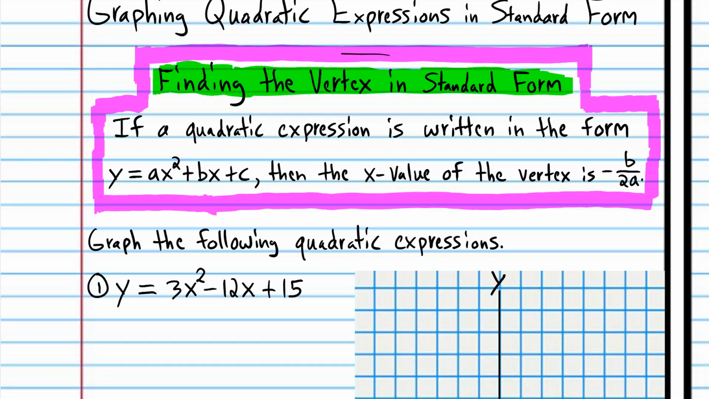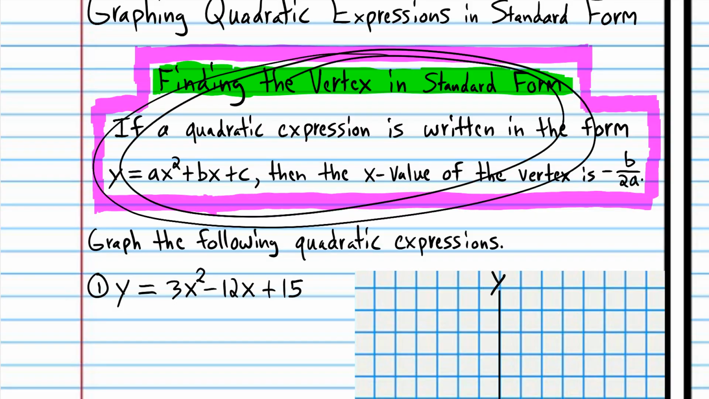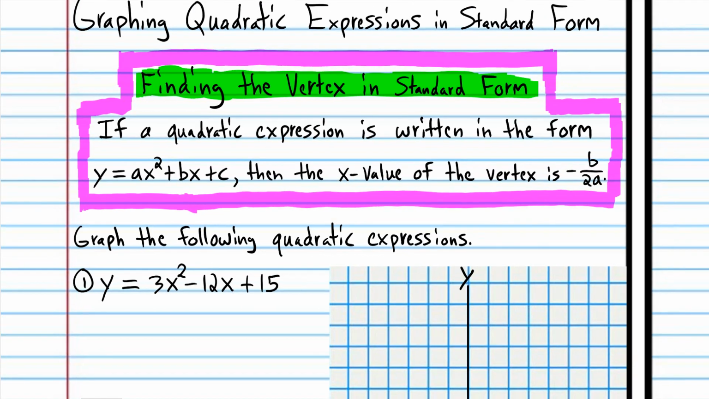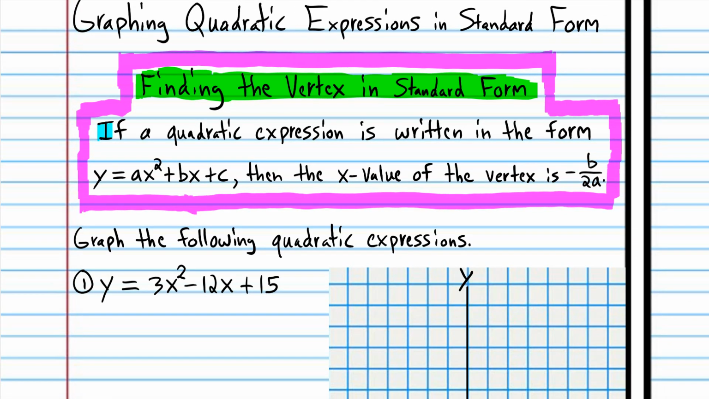Now, this information here tells us how to find the x value of the vertex. And once we find the x value of the vertex, we're going to plug it back into this equation and then find the corresponding y value. That's how it usually works when you're finding the vertex of a quadratic equation or quadratic expression. So what this tells us is if a quadratic expression is written in standard form, this form here, then the x value of the vertex is negative b over 2a.